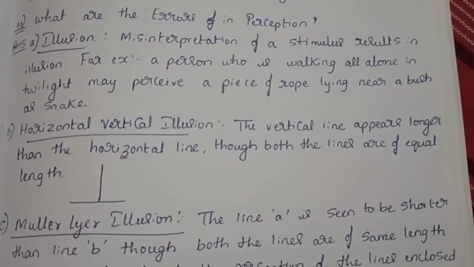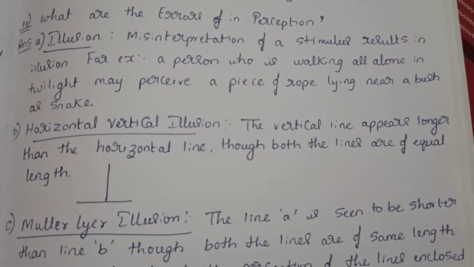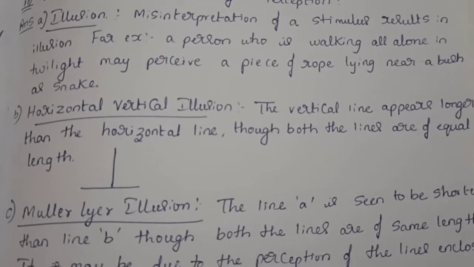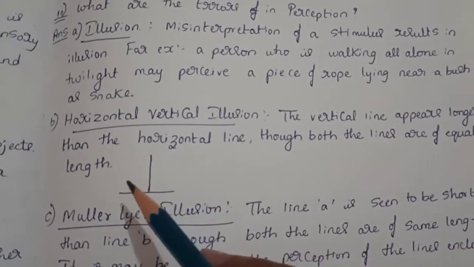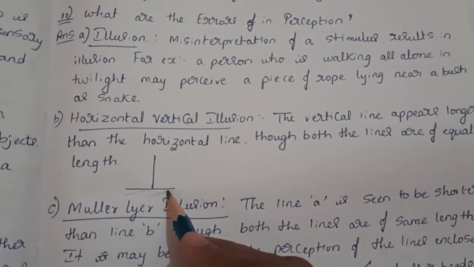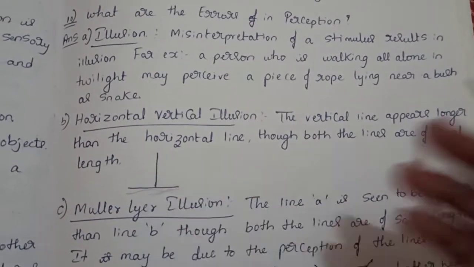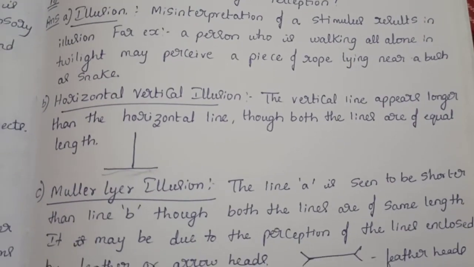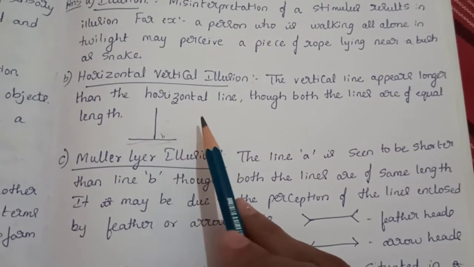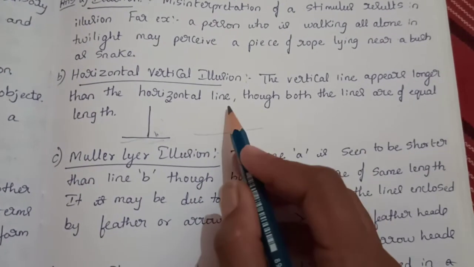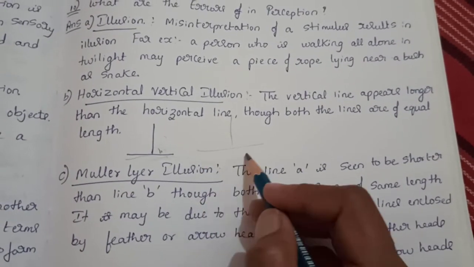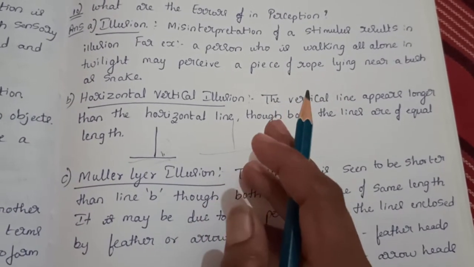Next, the horizontal-vertical illusion. The vertical line appears longer than the horizontal line, though both lines are equal. This line is seen as bigger. One line is assumed to be bigger than the other because one is vertical and one is horizontal, even though both lines are of the same length.